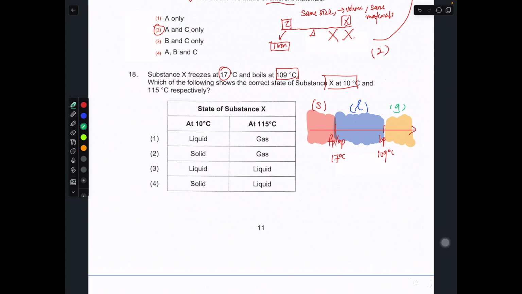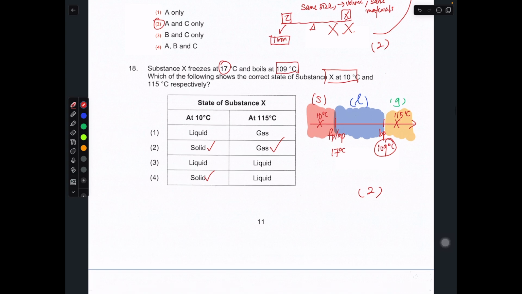Okay, so let's plug in the numbers correctly. 10 is less than 17, so 10 is here. So 10 is solid. 115 is greater than 109, so it should be here. So it must be a gas, so naturally the answer is number 2. This is one way that you can do it if you use a temperature line.